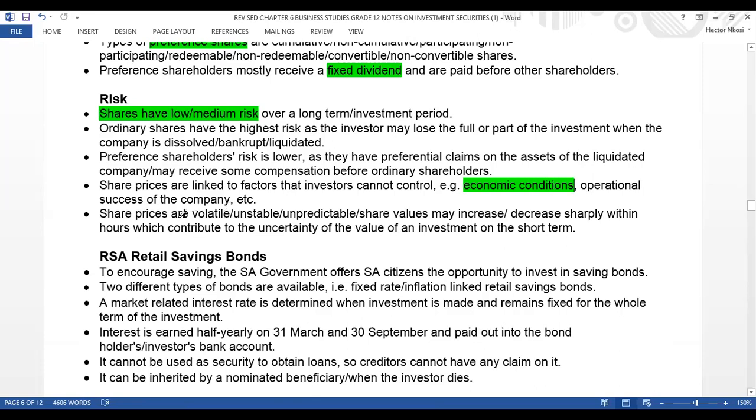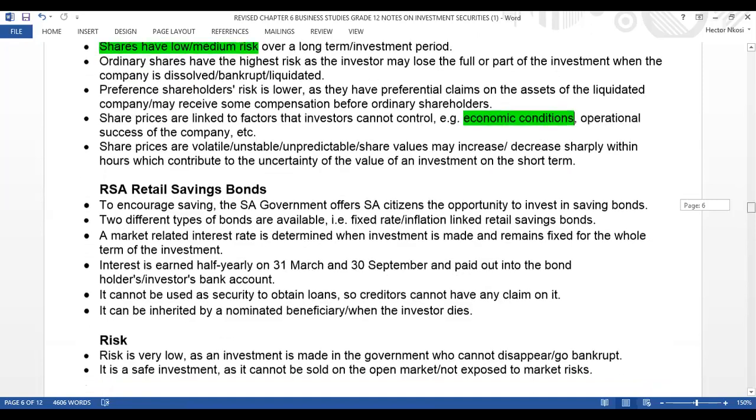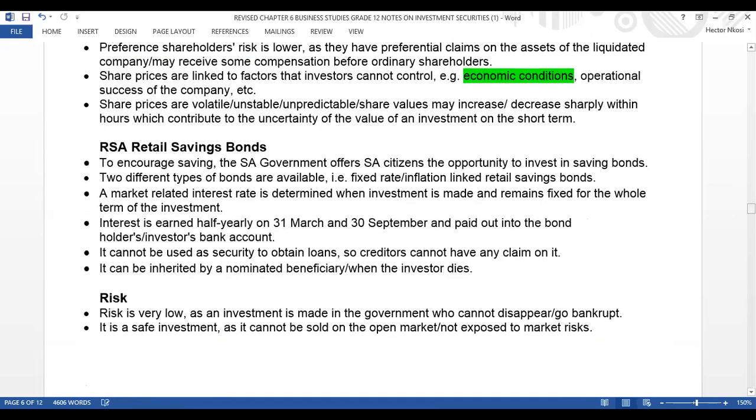Your share prices are volatile, unstable, unpredictable. Share values may increase or decrease sharply, which contributes to the uncertainty of the value of an investment in the short term. Very important. Let's look at another investment.